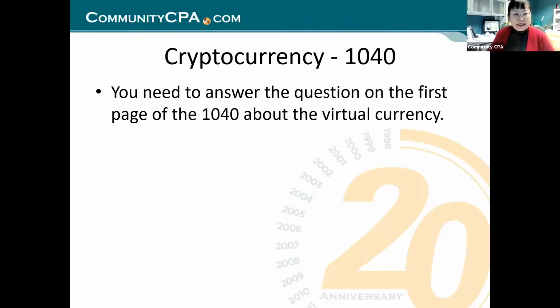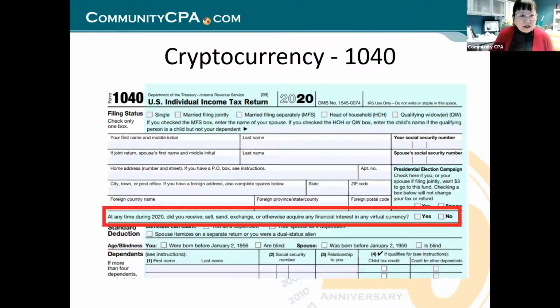And the cryptocurrency question on the 1040 form, if you have paid attention to it, folks, they have a line asking you, do you have cryptocurrency? Do you not remember seeing that? Let me show you where that is. You need to answer that question. You either say yes or no, but you cannot leave it blank. Now look, I got that picture for you, and this is your 1040. Did you see the yes or no right here? You have to answer that.